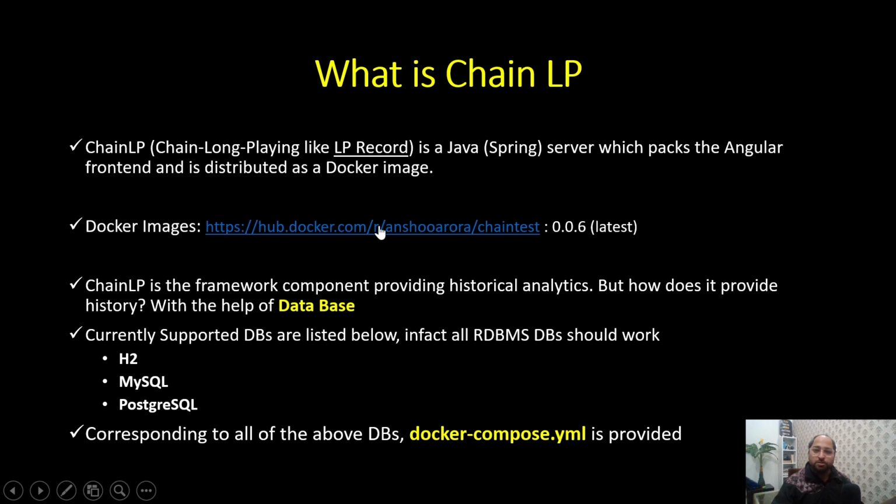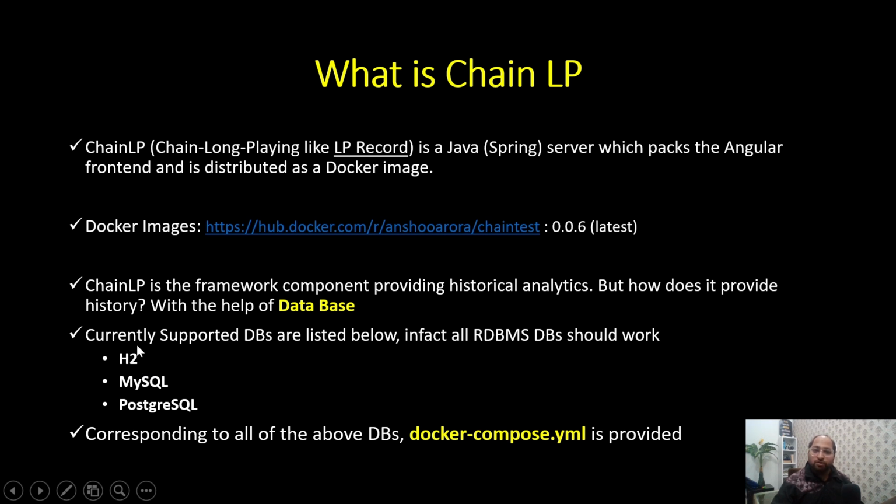The Docker image is provided here, and 0.0.6 is the latest version as of today. ChainLP is a framework component which provides historical analytics. But how does it provide this historical analytics? With the help of a database. Whenever we create the container, we will be pointing to one database. This database could be any RDBMS database, right? For now, we'll be pointing to H2, which is an in-memory database.